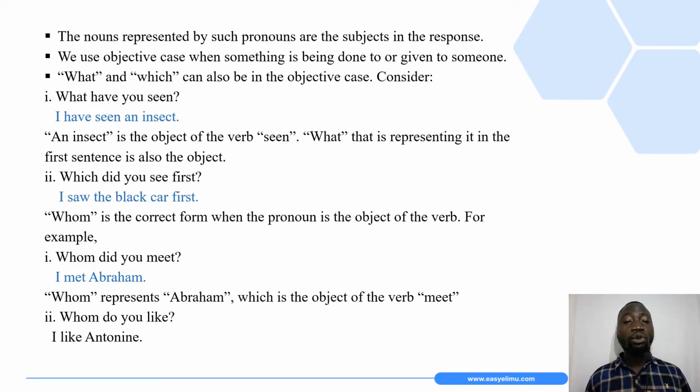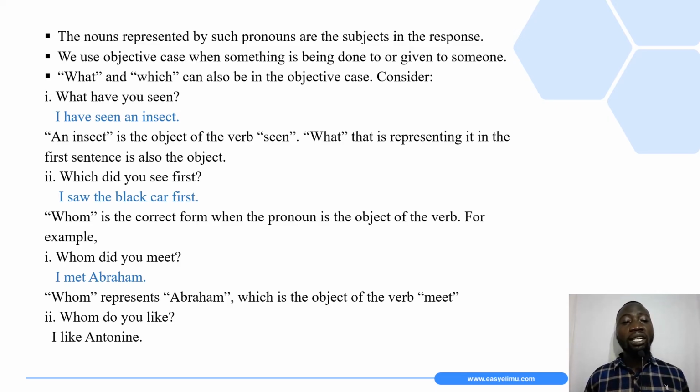We use the objective case when something is being done to or given to someone. That brings us to the second interrogative pronoun case, that is the objective case. Just like I have said, we use the objective case when something is being done to or given to someone. What and which can also be used in the objective case. Consider the examples below. What have you seen? I have seen an insect.